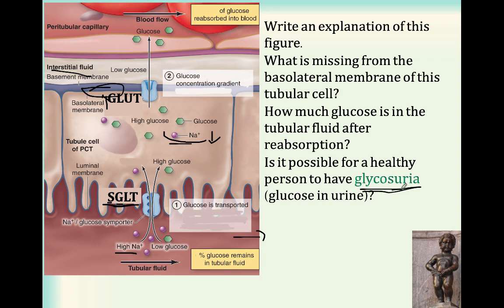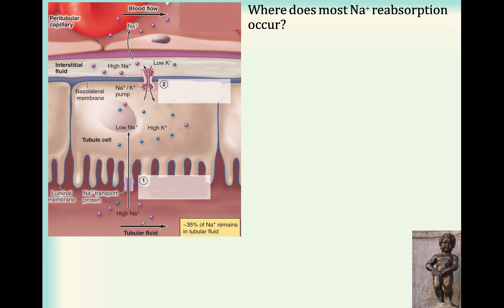And so Easter is coming up. I don't know how much candy you guys plan on eating, but if you can get some glucose strips, what I'd like you to do is eat a whole lot of candy, measure the glucose in your urine, and see if you can actually overwhelm your SGLTs and get a little bit of glucose in your urine. And that'll be your lab for the week of Easter.